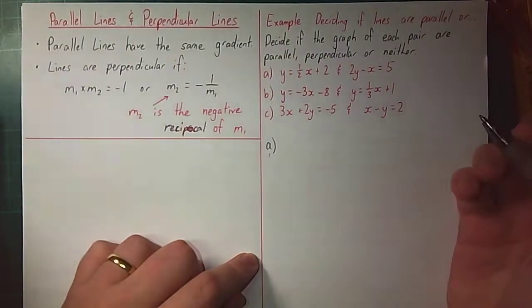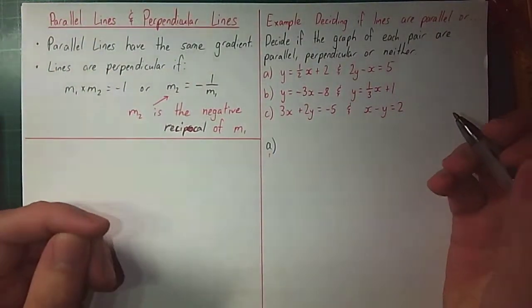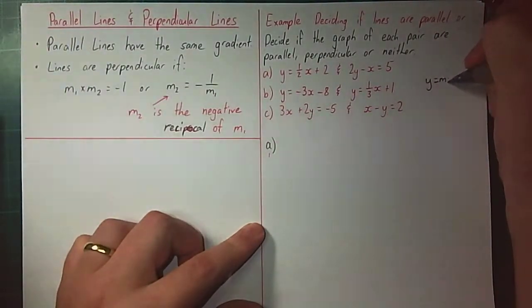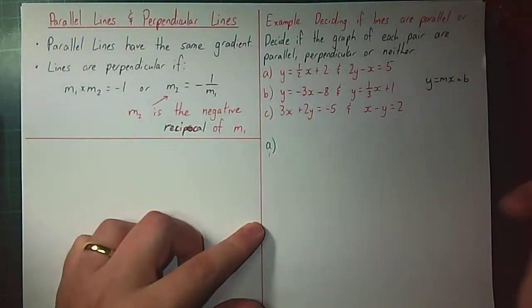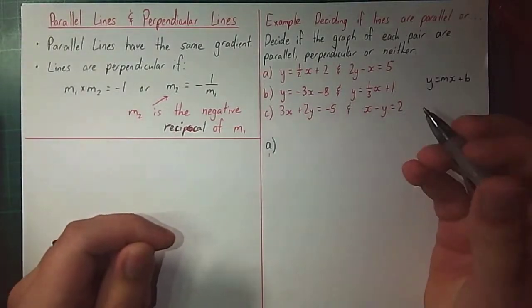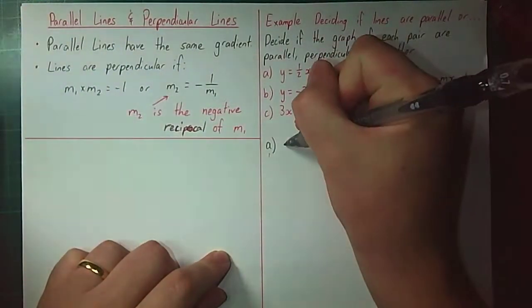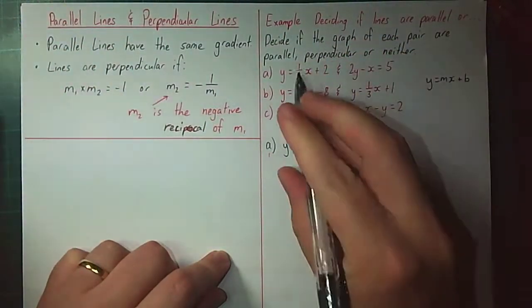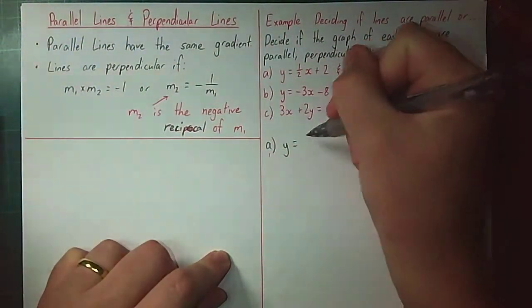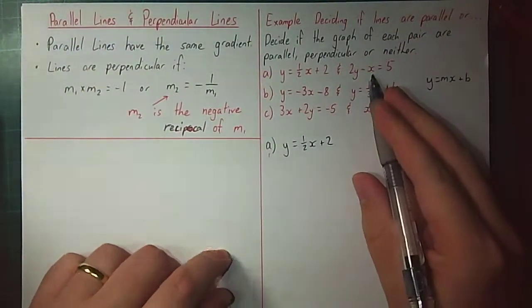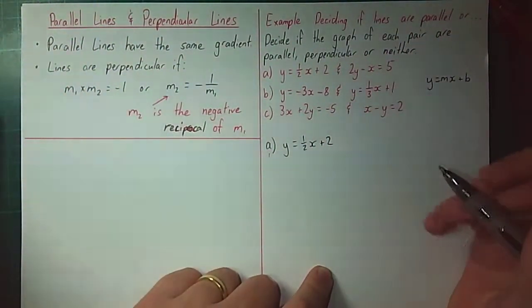So the first thing we need to do is make sure that they are both in the same form, and the form that we want is y equals mx plus b. If it's not in that form, it's hard to determine the gradient. So this is the best way we can find that. The first one is in the right form, so we'll just copy that down. The second one isn't in the correct form, so we're going to have to manipulate it a bit.